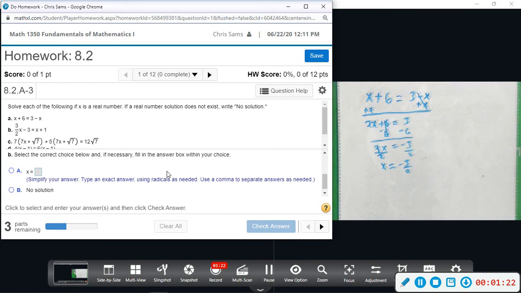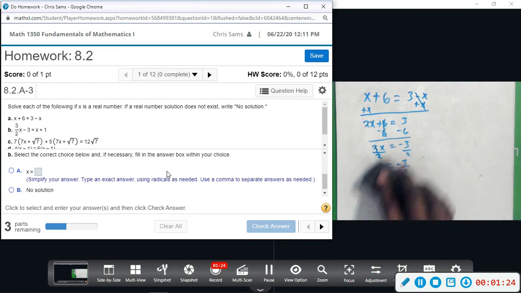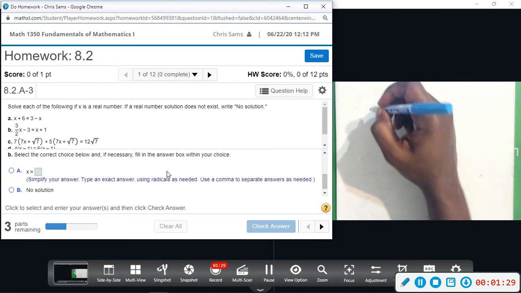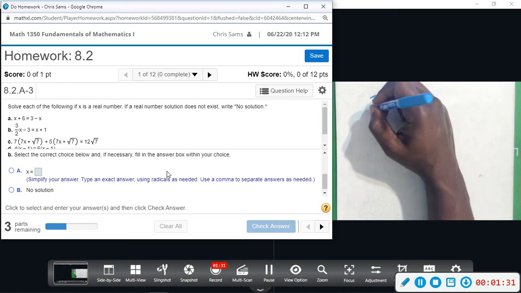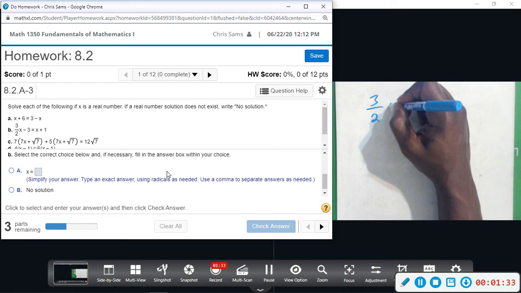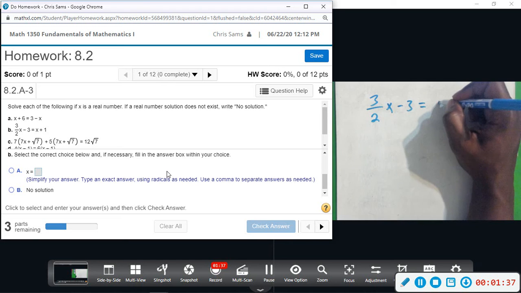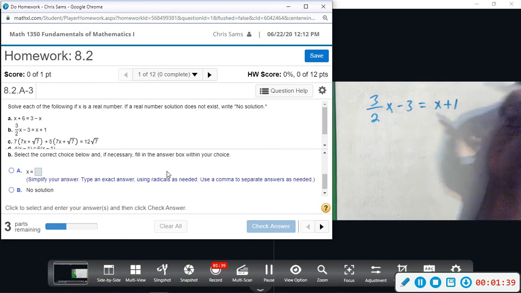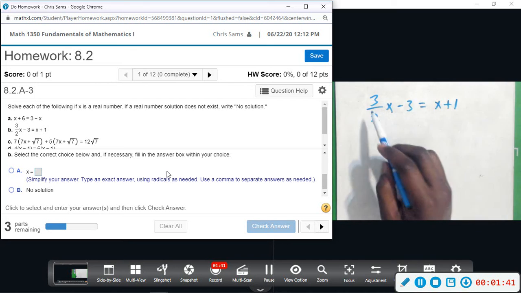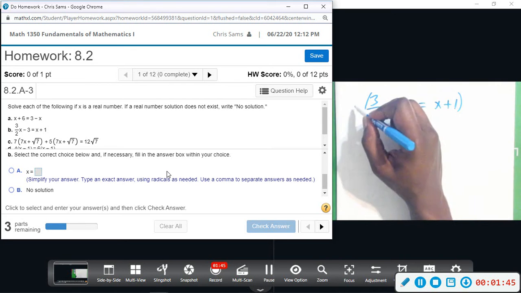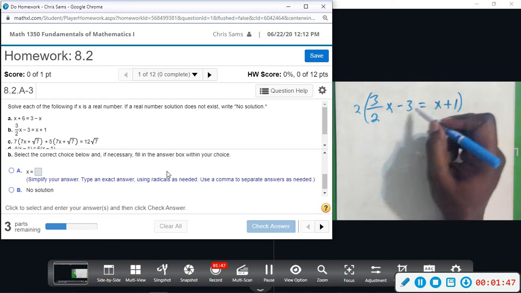Alright, B, we have some rational expressions, some fractions in there. We have 3 over 2x minus 3 equals x plus 1. Alright, so to get rid of the fraction, I will just multiply through everything by 2 because I like to deal with whole numbers. You can do that with equality.